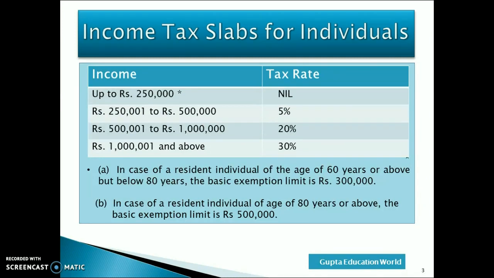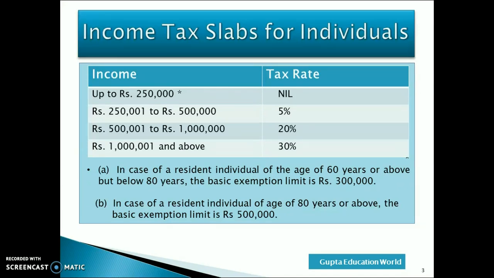Firstly, I will explain the income tax slabs for individuals. If your income is less than 2,50,000, the tax rate is 0, and for income more than 2,50,000 but up to 5 lakh, the tax rate is 5%. And if your income is more than 5 lakh but less than 10 lakh, the income tax rate is 20%. And for income more than 10 lakh, it is 30%.